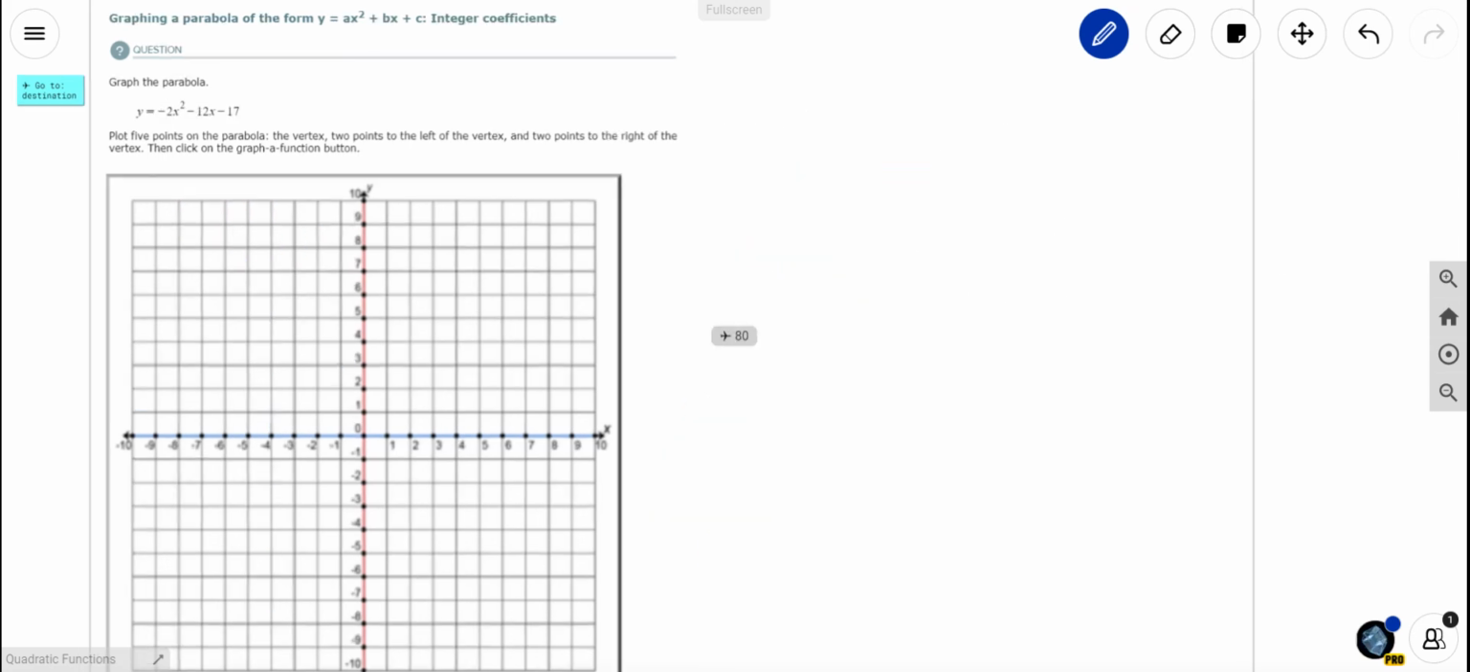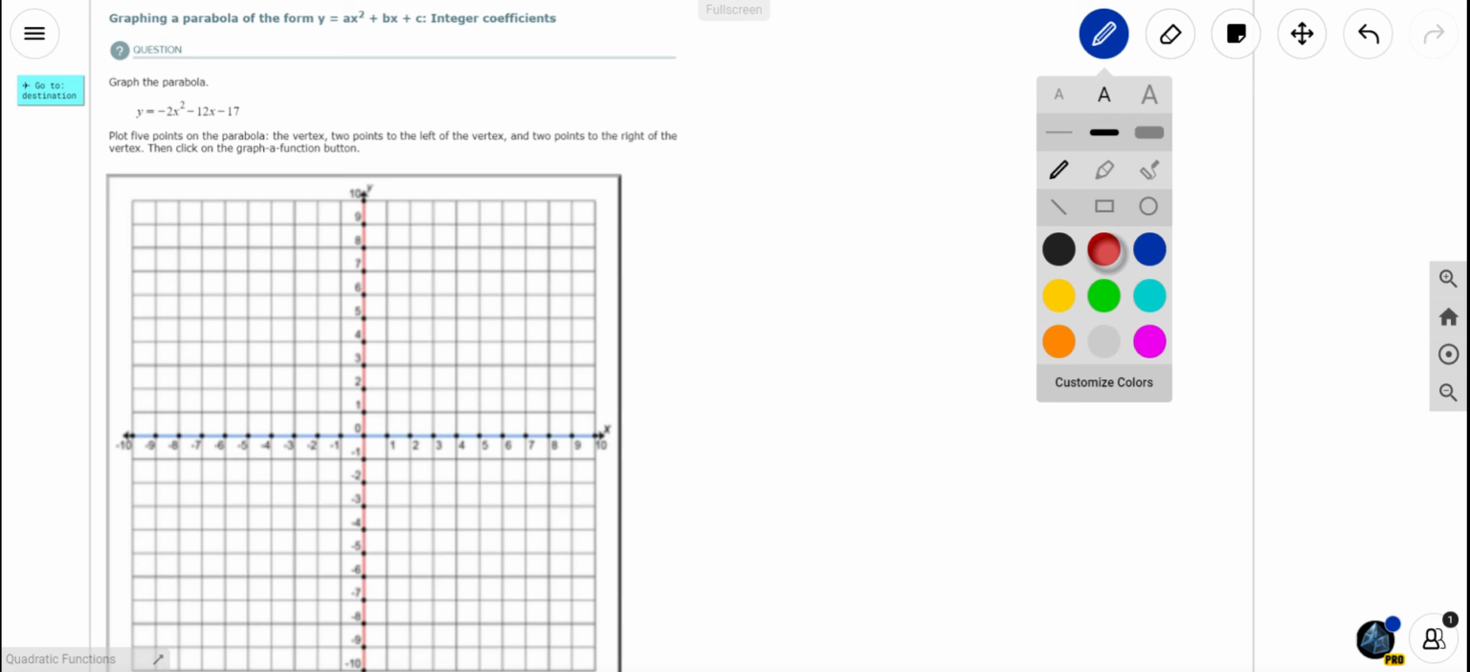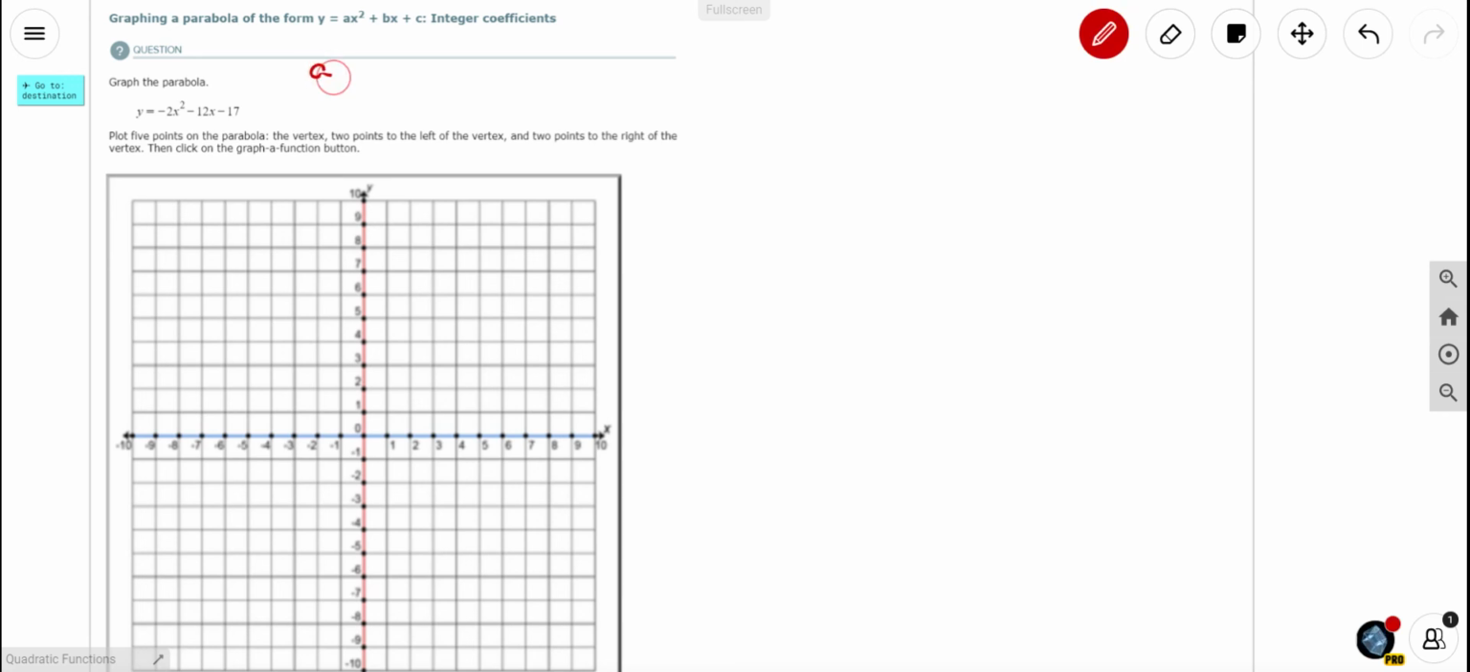Okay, now the difference is we have a value for a. It is the exact same process. They act like it's different, but it is a little different because you have to multiply now. Okay, I'm going to change colors just to change it up a little. a equals negative 2, b equals negative 12, and c equals negative 17. I know we don't use c right now, but we will eventually.